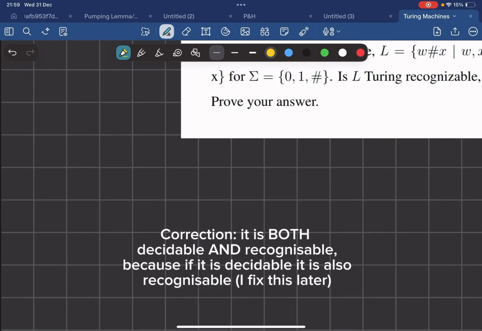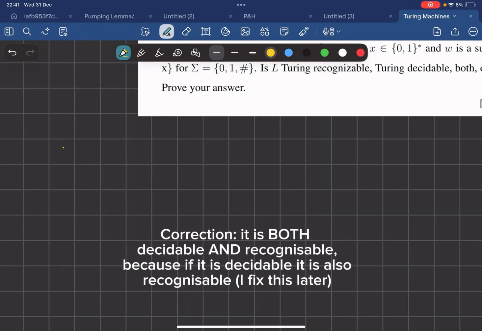So let's write that out. We're saying that L is Turing decidable. And we're proving this by construction.